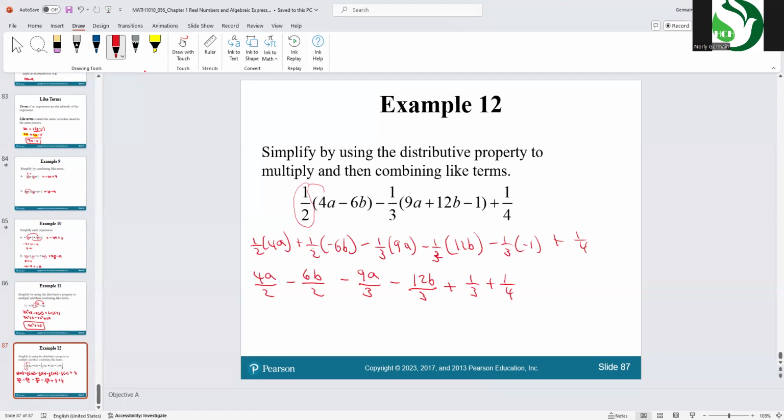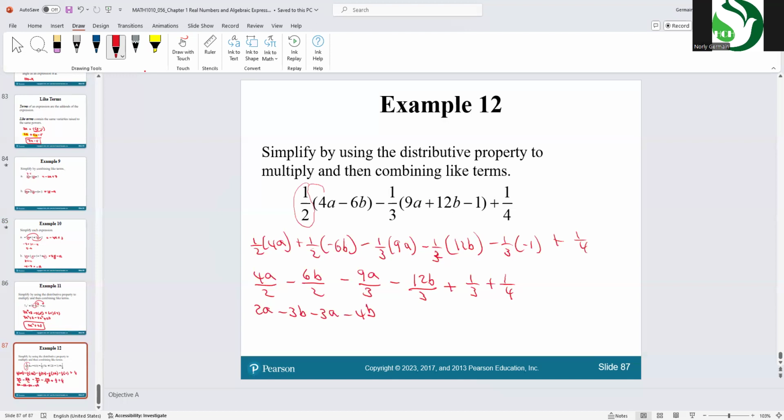Now let's simplify. You see 4a over 2 gives you 2a. 6b over 2 gives you 3b. 9a over 3 gives you 3a. 12b over 3 gives you negative 4b.